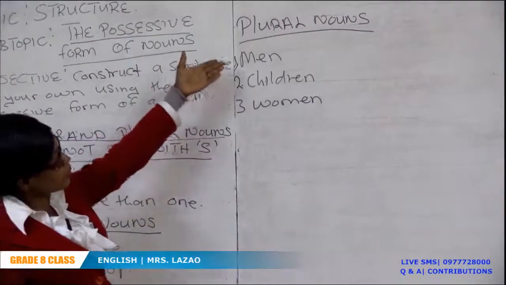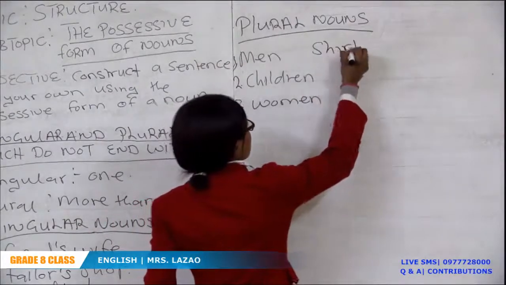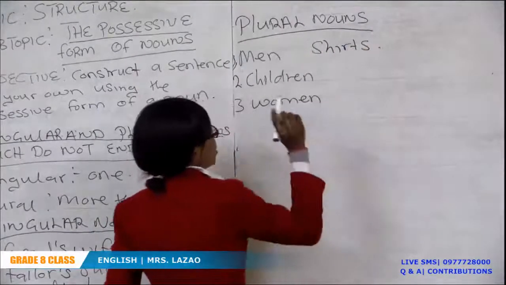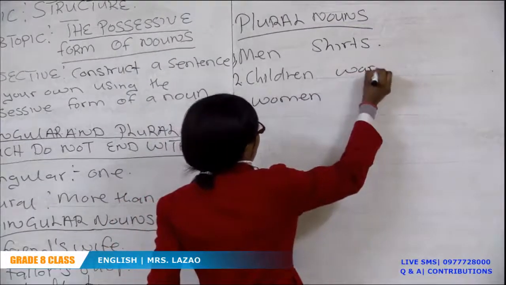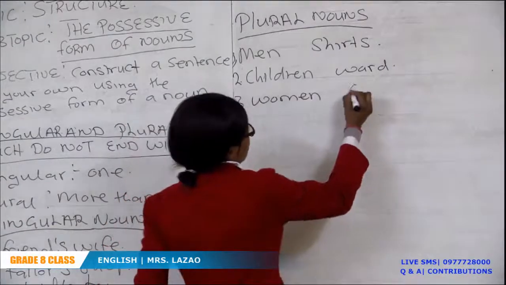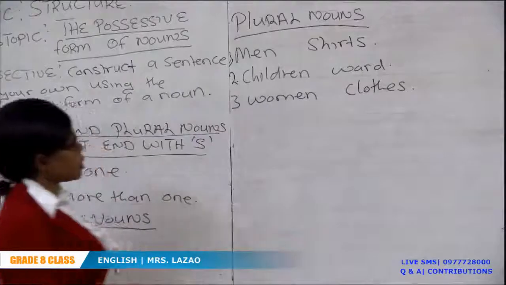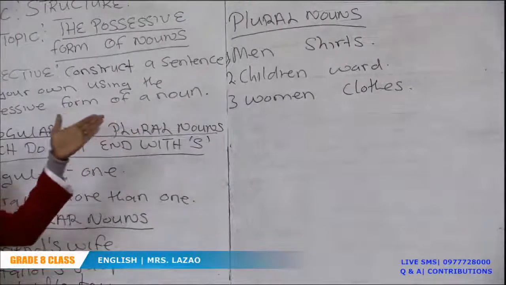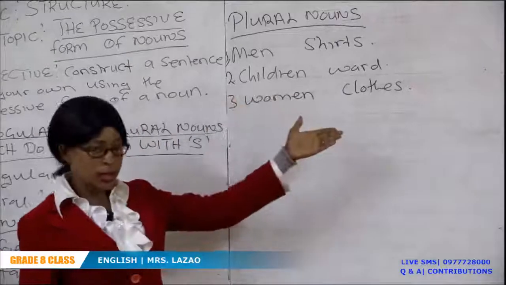Okay, let's construct a sentence. Let's look at men. Men, shirts. Children, word. Women, clothes. Okay, let's look at this: men, shirts; children, word; women, clothes.